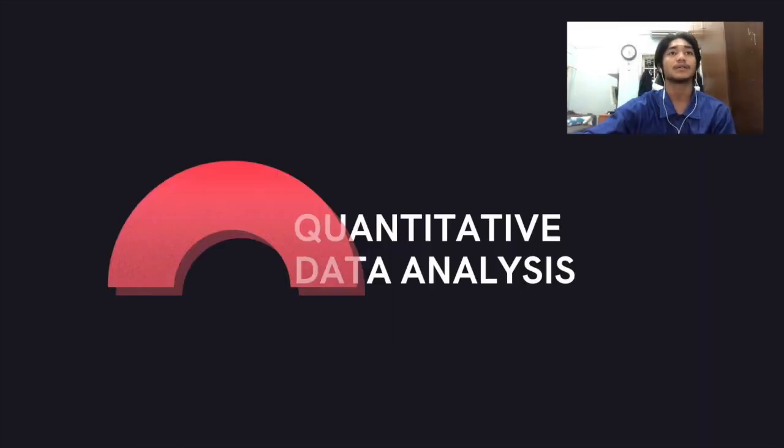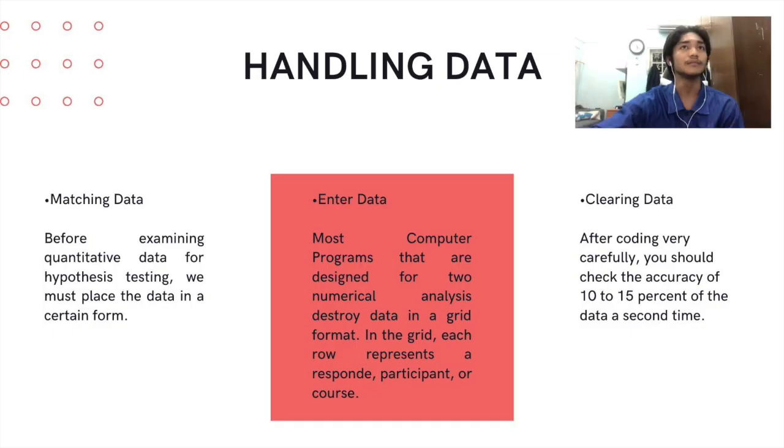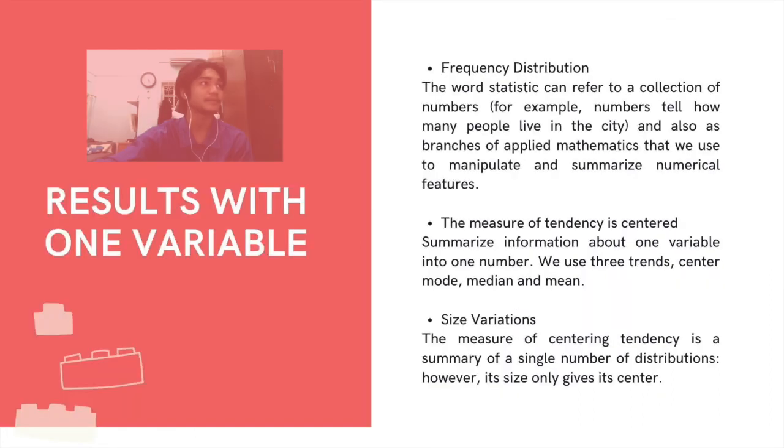I want to present about quantitative data analysis. Handling data. Before examining quantitative data for hypothesis testing, we must place the data in a certain form. Enter data. Most computer programs that are designed for numerical analysis store data in grid format. In the grid, each row represents a respondent, participant, or case. Cleaning data. After coding very carefully, you should check the accuracy of 10 to 15% of the data a second time. Results with one variable, frequency distribution.